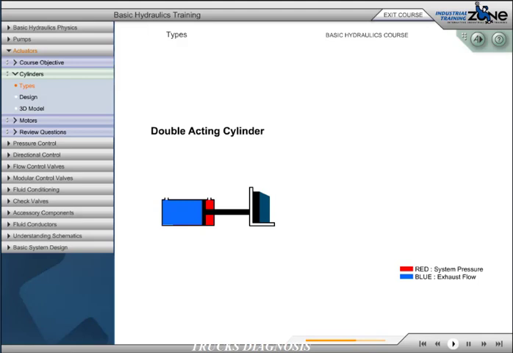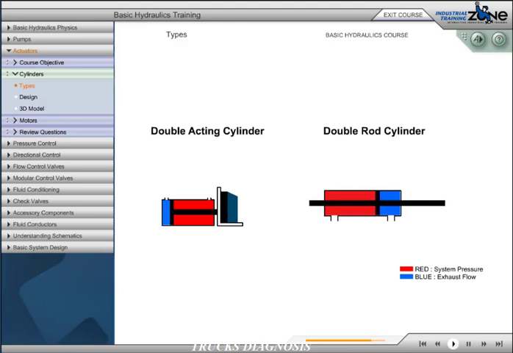Extension is slower than retraction because more fluid is required to fill the piston side of the cylinder. However, more force can be generated on extension because of greater effective area. On retraction, the same amount of pump flow will retract the cylinder faster because of the reduced volume caused by the rod. Less force, however, can be generated due to less effective area.